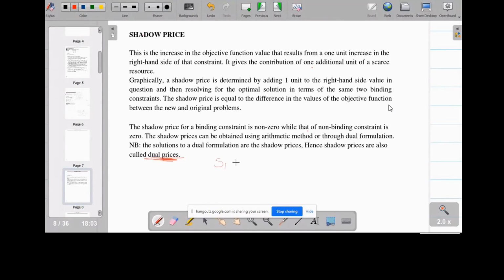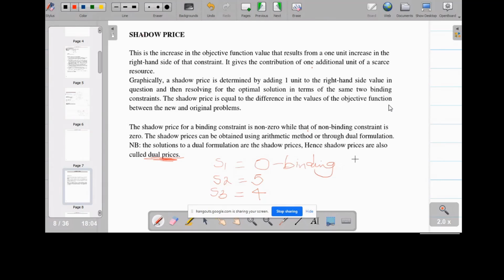S1 is giving you 0, S2 is maybe giving you 5, and S3 is giving you 4. So where you find a shadow price or a dual price is 0, then it indicates that this is a binding constraint. So where you find the shadow price or the dual price is 0, then it means that particular constraint is a binding constraint.